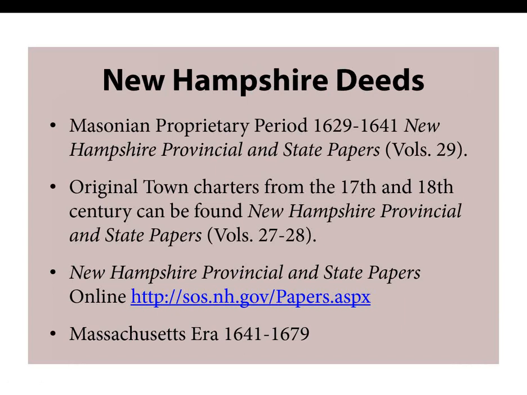During the Masonian proprietary period of 1629 to 1641, the New Hampshire provincial and state papers cover all of these earliest deeds, from 1629 to 1641. That is in the New Hampshire State Papers in volume 29. You can go to that website link below, click on volume 29, have a PDF of the book right on your computer, and they are all indexed at the end.